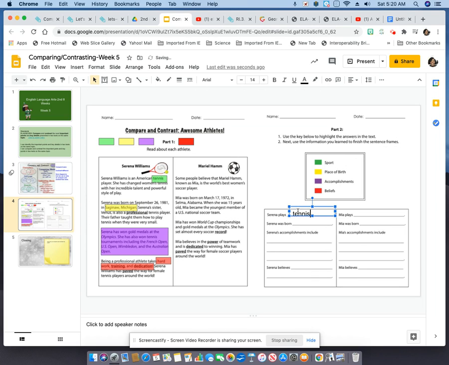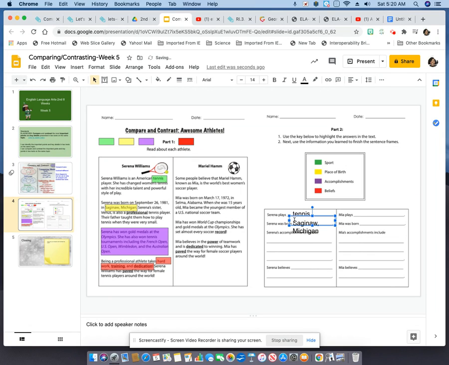She plays tennis. Okay. Now, a few of you went in and did this assignment, but you were using different colors here to do the text, and that was incorrect because the directions at the top say, use the key below to highlight the answers in the text. Okay, so you have to read the directions so you know what you're doing. So Serena plays tennis. Serena was born in Saginaw, Michigan. So we're going to type that in here. Michigan.